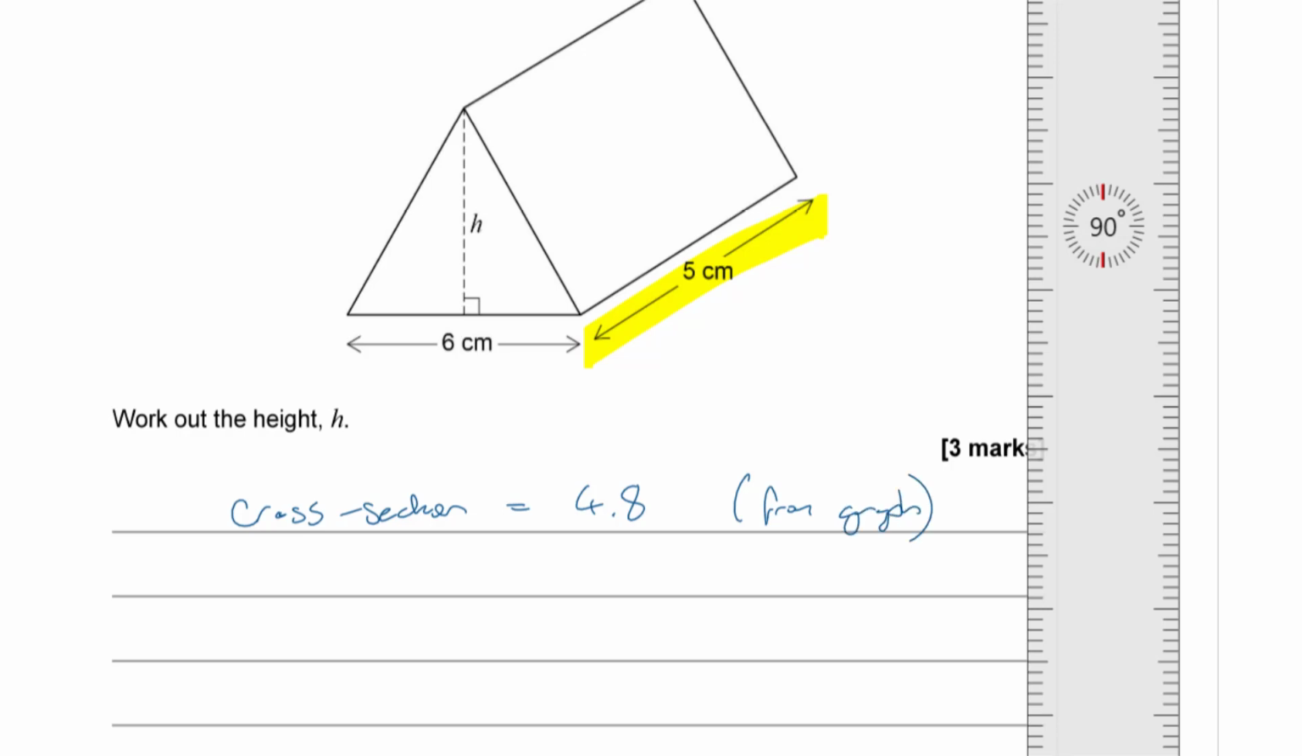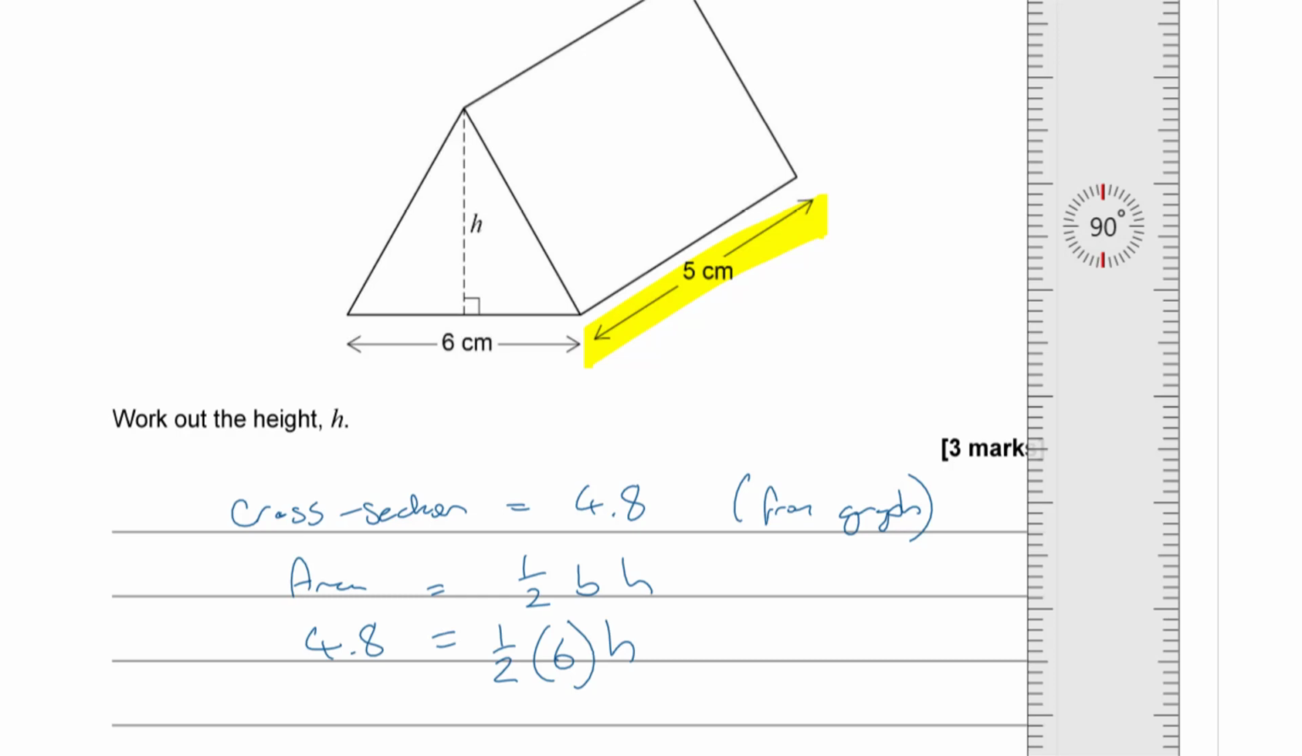then I know that the area of a triangle is going to be half base times height, and in this case the cross section is the area, so it's going to be a half times the baseline, which is 6, times the height of the triangle that I'm looking to find.